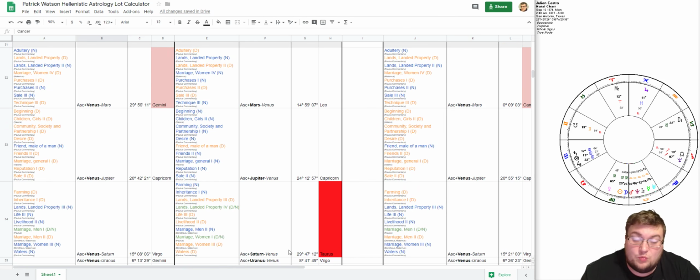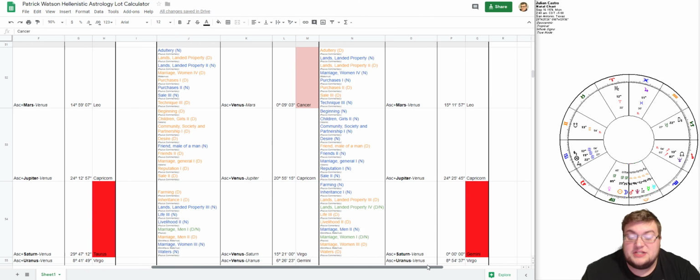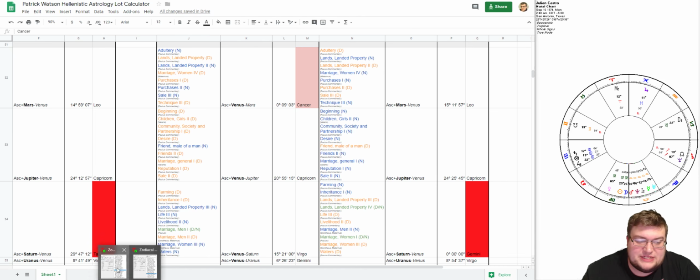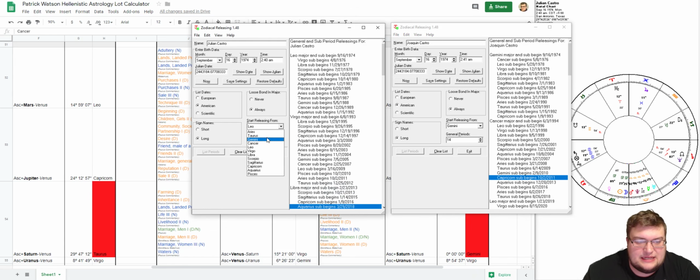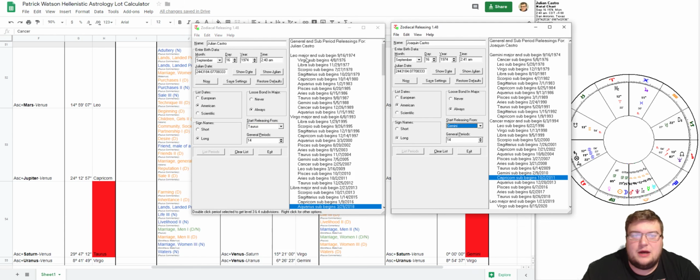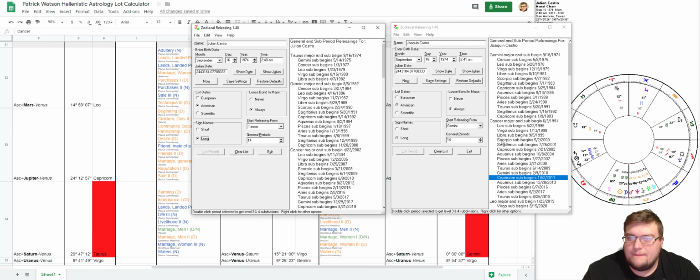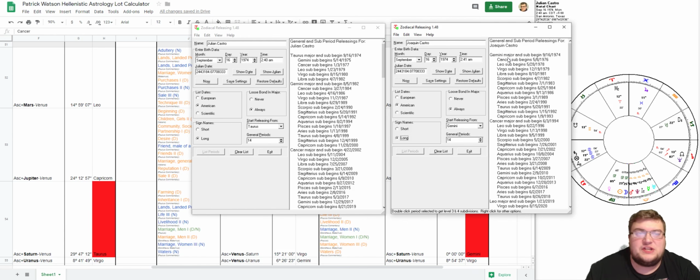So for Julian, he's going to start his releasing from the lot of marriage in Taurus, whereas brother Joaquin is going to start it in Gemini. And so when we take a look at this, we can see that Julian's releasing from Taurus, Joaquin is releasing from Gemini. So we can see that automatically, when it comes to this topic of the Venus-Saturn lot, their lives are going to be unfolding at completely different paces, right?